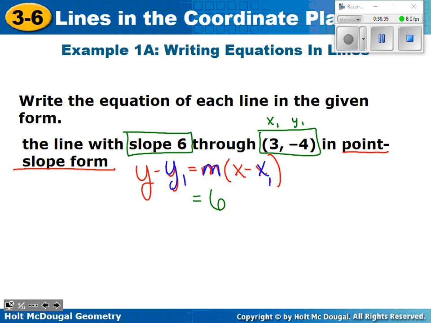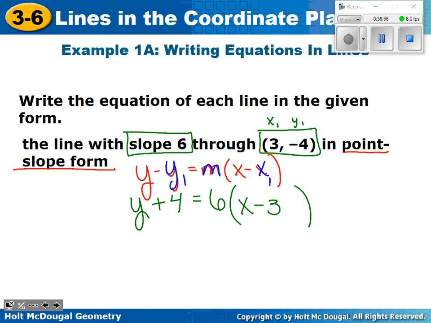Negative 4. So when we write this, it's actually going to turn out to be, Chris said, y plus 4, because we're going to change the sign when we plug it in. Minus a negative is a positive. y plus 4 equals 6 times. What are we going to have in parentheses? x minus 3. And that's as far as you go.